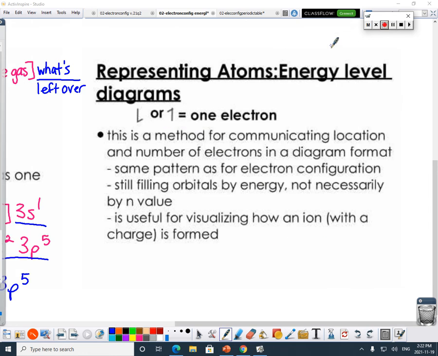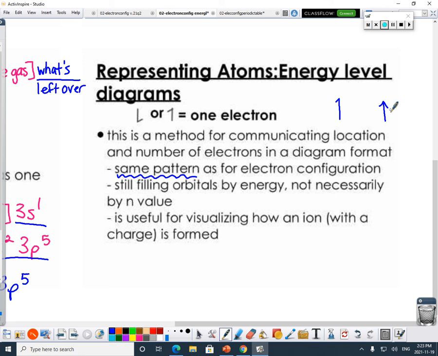Okay, let's get this done. The one other way we are going to do this, and this does sort of say diagram, but basically it's the same pattern. We're still going to do 1s2, 2s2. We're just going to show it using arrows. When I was in high school, I learned this using these weird half arrows. If you are a textbook reader, your textbook uses this full arrow. But it doesn't matter.